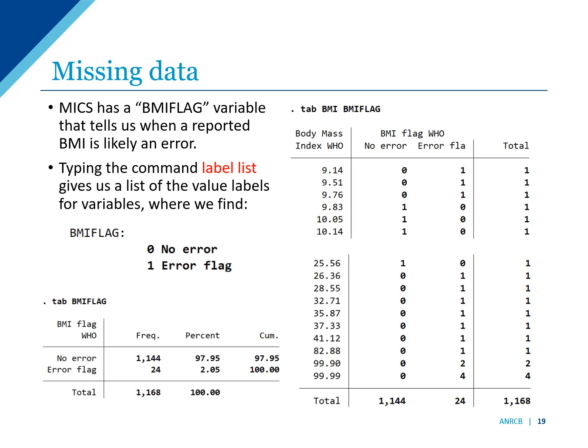If we look at the table of BMI flag, we see there are 24 errors, and by creating a crosstab of BMI and BMI flag, we can see that all of the BMI values of 99 and greater are errors, and in fact, all of the values of BMI greater than 25.56 are flagged as errors.